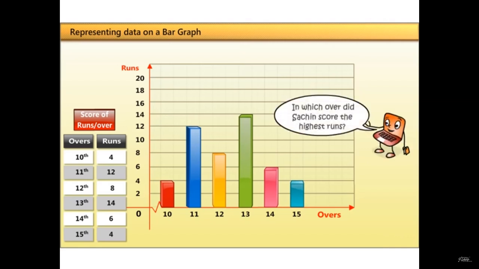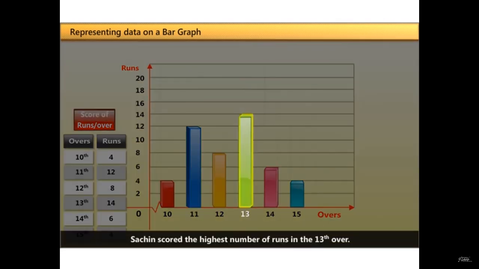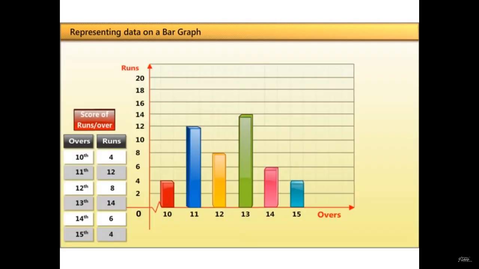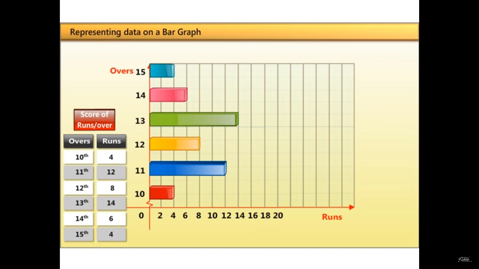In which over did Sachin score the highest runs? Sachin scored the highest number of runs in the 13th over. The same data can be represented by interchanging the position of runs and overs.